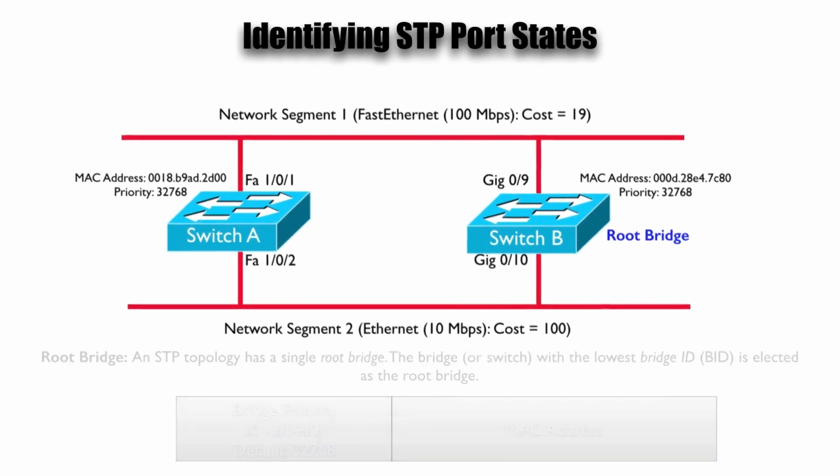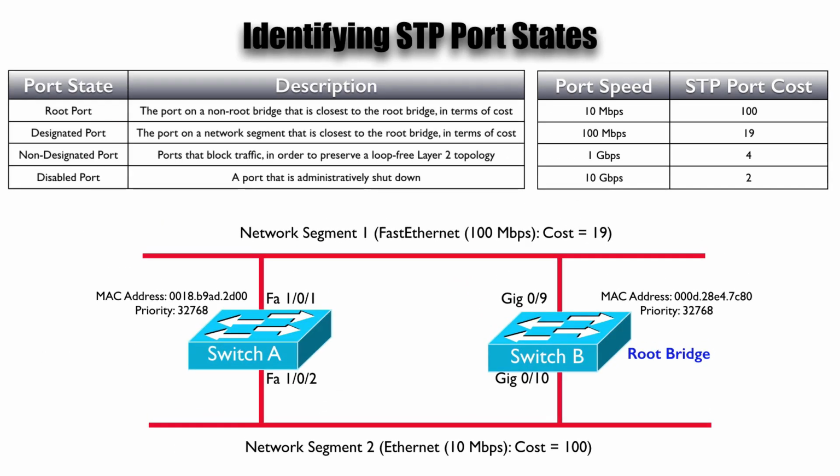Once we've determined the root bridge, now we want to determine the roles of the various ports, which ports are forwarding and blocking. And the first type of port is a root port. And the definition for that is it's the port on a non-root bridge that's closest to the root in terms of cost. Notice it says a non-root bridge. A root bridge doesn't have any root ports. We only have root ports on non-root bridges. And it's closest to the root bridge in terms of cost.